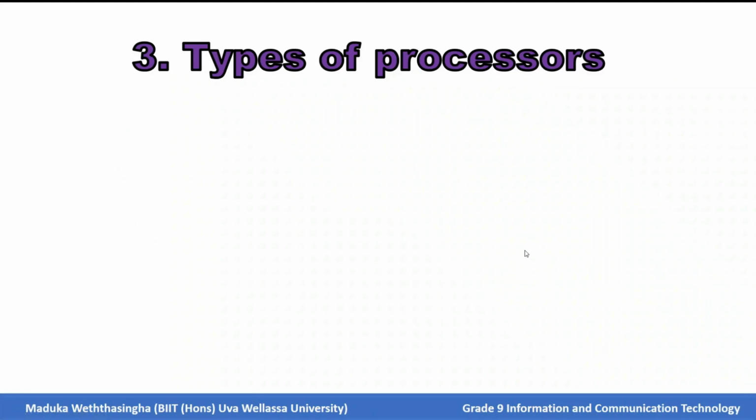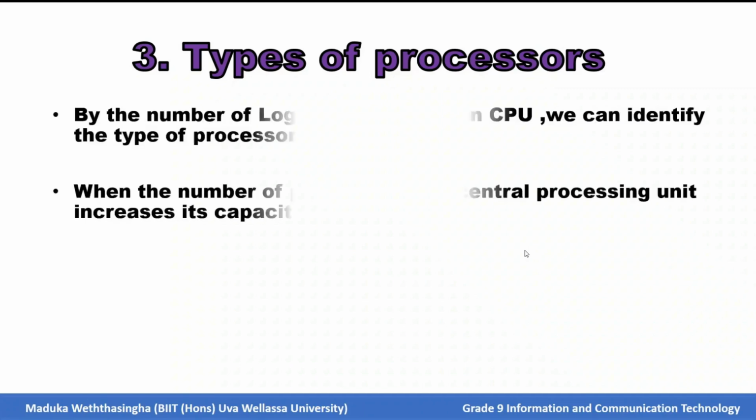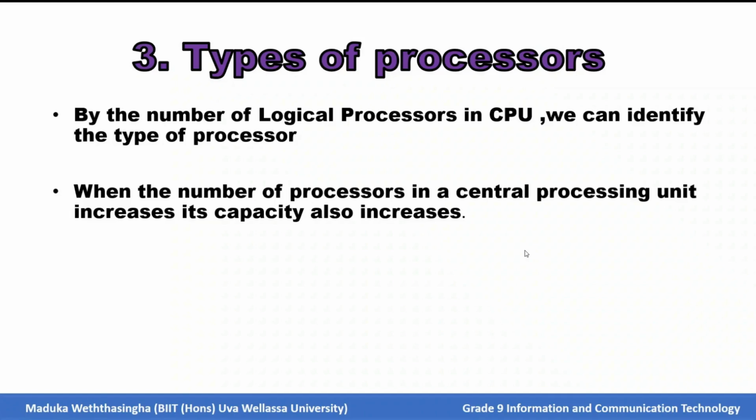Thirdly, we are going to discuss the types of processor. Physically, there is only one processor in our computer. We can set up only one processor on our motherboard. But by the number of logical processors in the CPU, we can identify the type of processor. We have one CPU physically, but we can divide that physical CPU into a number of logical CPUs. Based on the number of logical processors, we can identify a type of processor.